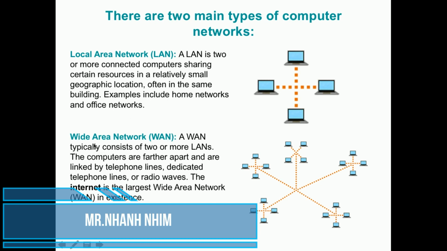One more is the wide area network, WAN. A WAN typically consists of two or more LANs. The computers are farther apart and are linked by telephone lines, dedicated telephone lines as well. The internet is the largest wide area network, an extension of this kind of LAN and WAN. So we can conclude that a WAN is the kind of network that uses many computers, and a LAN is the kind of network that uses two or more computers, not so many, in a network system.